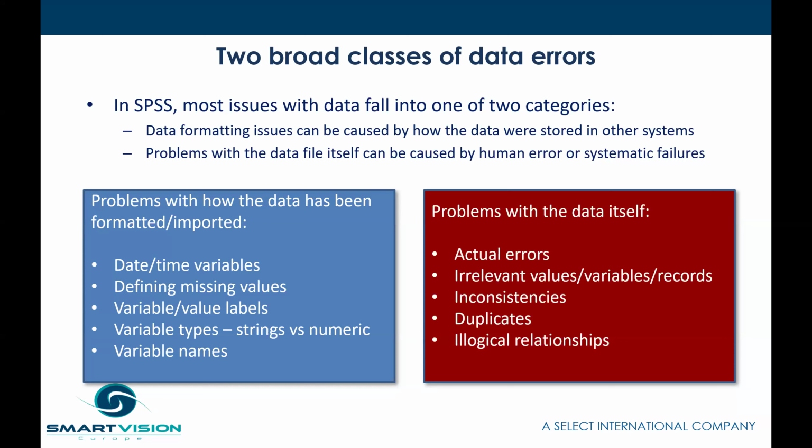Then you have problems with the data itself, where you have actual errors, defects in the data, which obviously need to be fixed. You have irrelevant values or variables or records, stuff that needs to be deleted or removed. You get inconsistencies, 15 different ways in which a region like Birmingham or London has been spelt or recorded. You get duplicates and you get illogical relationships. And again, that's really just scratching the surface. There are many other types of issues we've got to deal with.